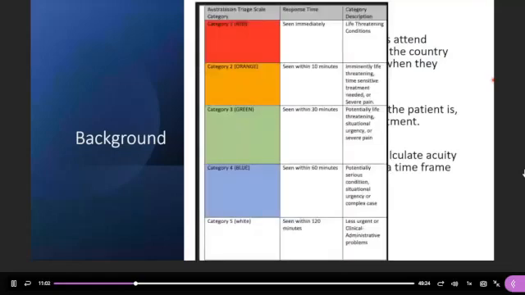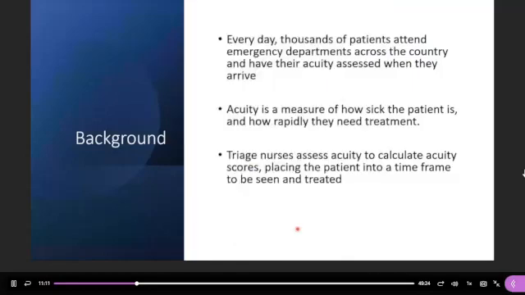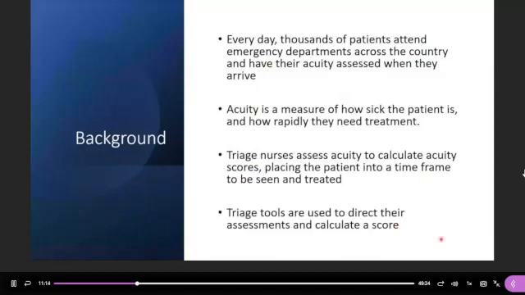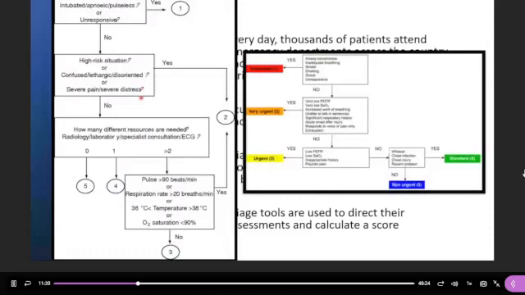You can see here the time frames from the Australasian triage scale, ranging from red, needs to be seen immediately, down to white, seen within 120 minutes. Triage tools are used to direct their assessments and calculate a score. On the left, you can see the emergency severity index. On the right, the Manchester triage scale, both triage tools commonly used in the UK.